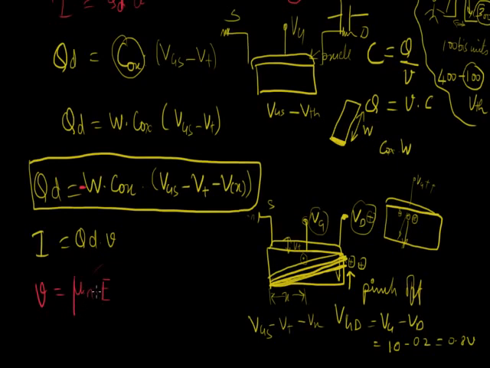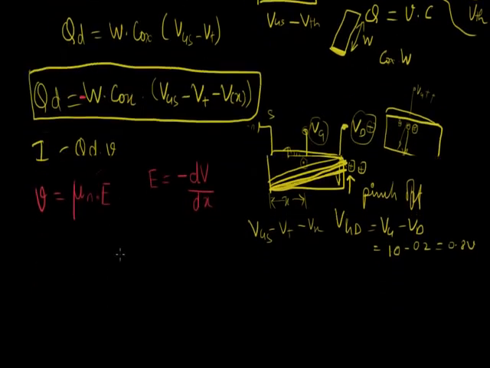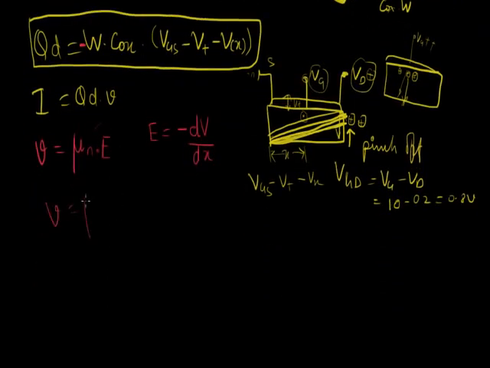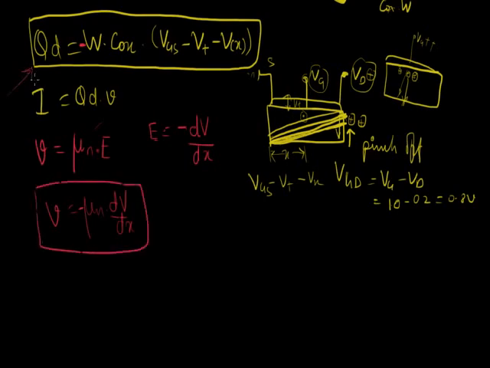So this is mu n times the electric field, the velocity. When you look at the electric field's definition, it is given by the negative derivative of the potential with respect to the distance. Let's substitute that here. V equals mu n times minus dV over dx. I just brought this minus here, nothing to worry about. Let's substitute this value and this value in the equation for current, and let's see what we get.